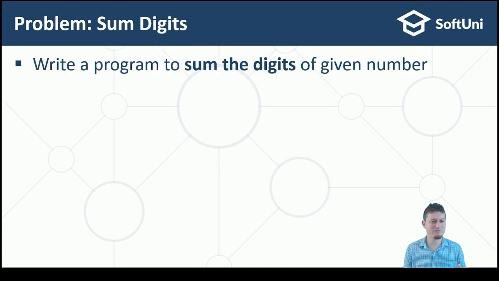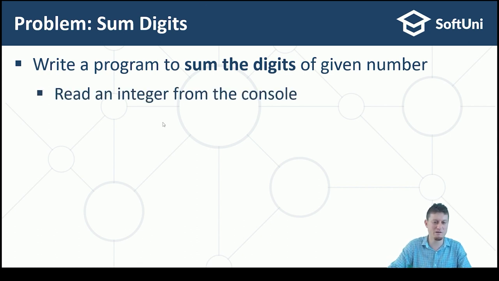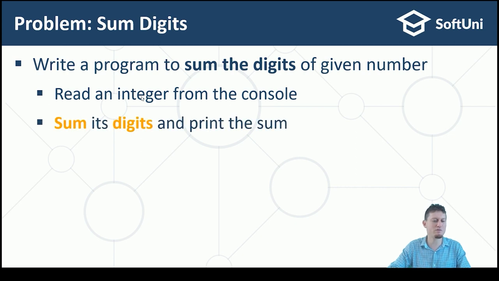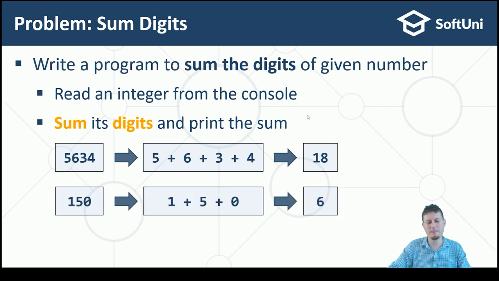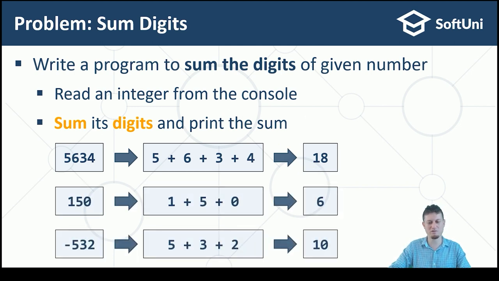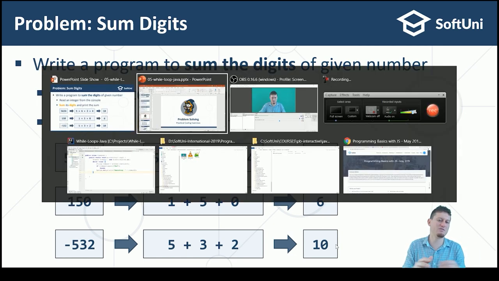So let's start. The first problem is called sum of digits. Write a program to sum the digits of a given number. We read an integer from the console and we sum its digits and print the sum. For example, if the number is 5634, we have the first digit 5 plus the second digit 6 plus the third digit 3 and the last digit 4. The sum is 18. Another example, 151: 1 plus 5 plus 1 is 7. Another example, minus 532: 5 plus 3 plus 2 is 10. This is the concept of summing the digits of a number.